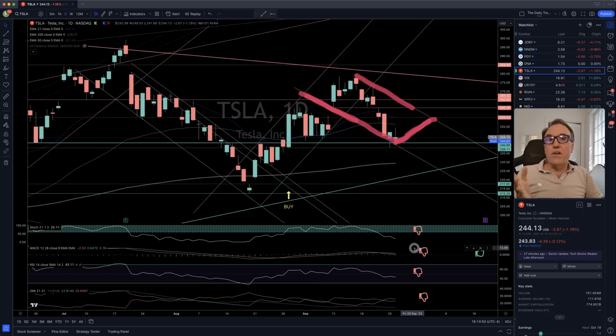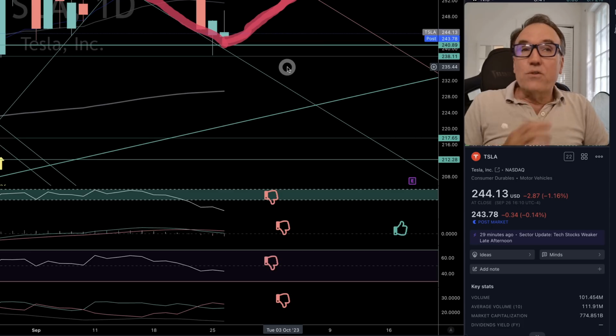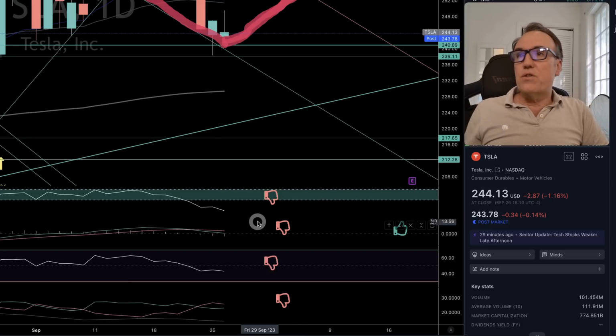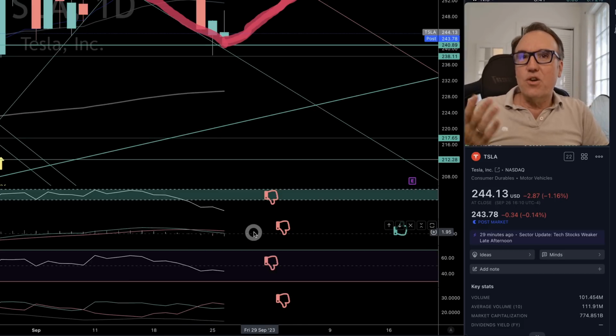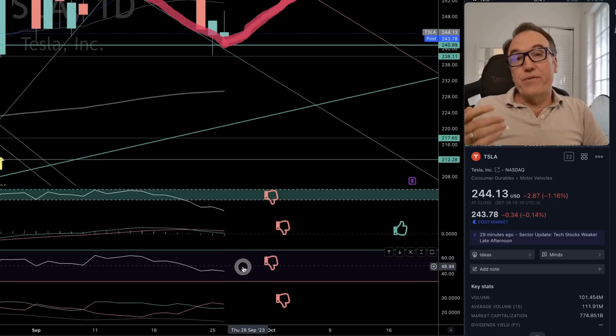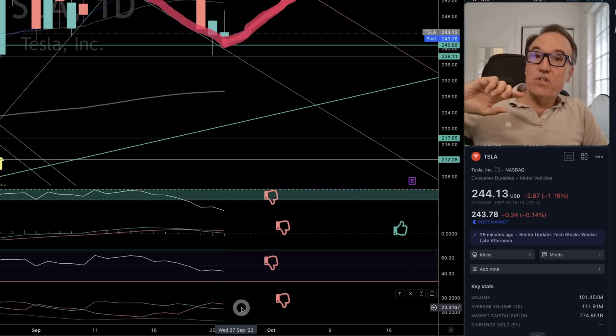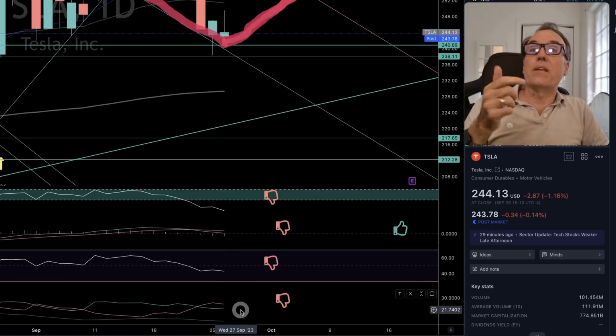In terms of the other indicators, yes, we have the MACD crossover bearish that we had a couple of days ago. We have RSI below 50, and we have the DMI, which has the red line above the green line.